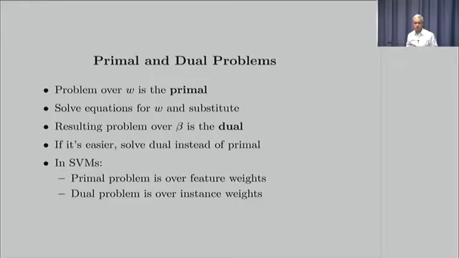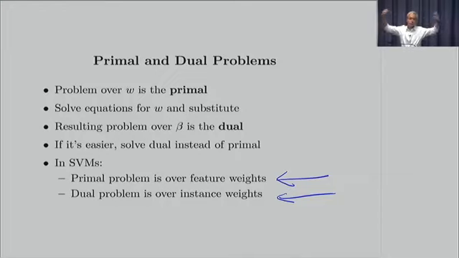So what does this mean for SVMs? For SVMs, it actually has a really interesting intuitive meaning, which is the following. The primal problem is over the feature weights, and the dual problem is over the instance weights. Remember, the primal problem is a perceptron. I have weights on the features. It may be a perceptron in a derived space, but it's still a perceptron. Okay? So that's my primal problem. The dual problem is the weights are on the instances.